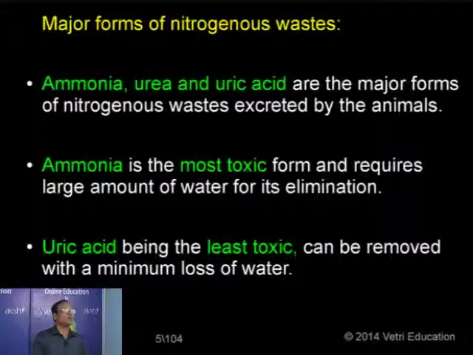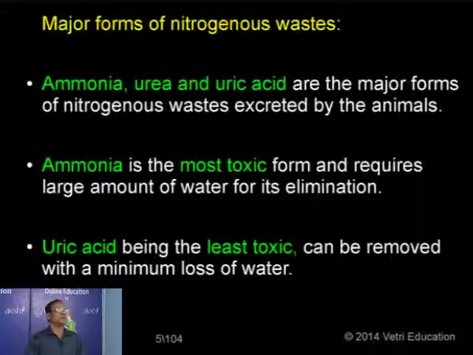It doesn't require much water for its elimination, and it is a waste product which conserves water. So it can be removed with a minimum loss of water. That is why particularly the desert animals, the reptilian forms, and the birds excrete uric acid with the least amount of water loss. Out of the three, ammonia is normally the most toxic in nature and uric acid is the least toxic. It needs only minimum water loss. That is why it is excreted by the animals living in the desert to conserve water.